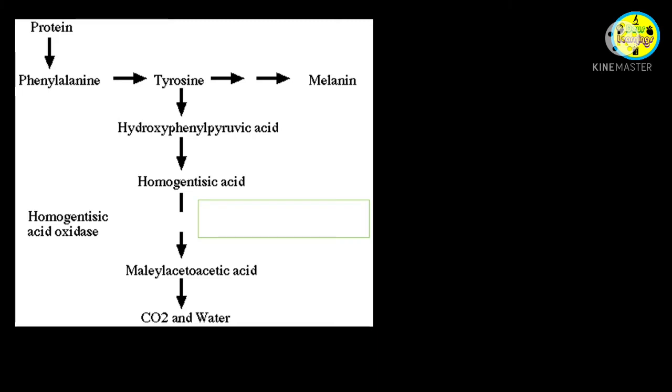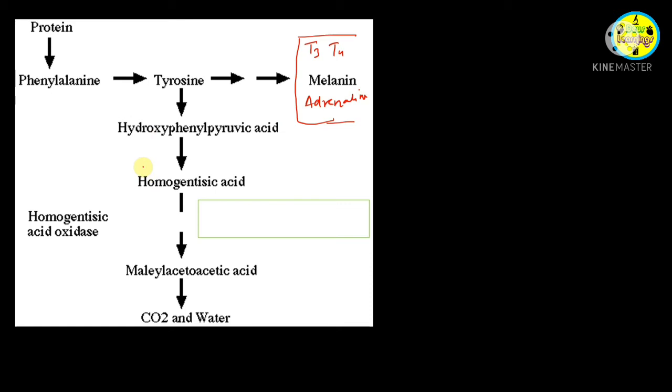Phenylalanine is converted into tyrosine, and tyrosine, depending upon the demand of the body, may be converted into melanin, or thyroid hormones T3, T4, or even adrenaline. But if there is excess tyrosine, it is converted into hydroxyphenylpyruvic acid, which is further converted into homogentisic acid, and then into maleylacetoacetic acid by the enzyme homogentisic acid oxidase. Further, this is converted into carbon dioxide and water and released out.